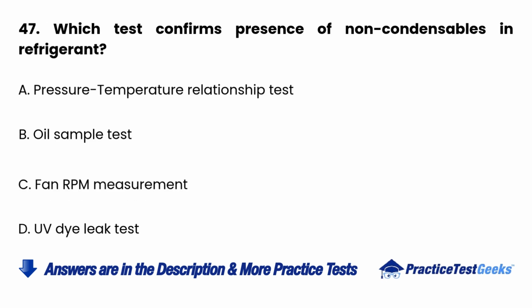47. Which test confirms presence of non-condensables in refrigerant? A. Pressure-temperature relationship test. B. Oil sample test. C. Fan RPM measurement. D. UV dye leak test.